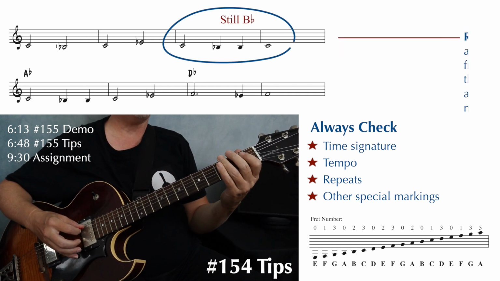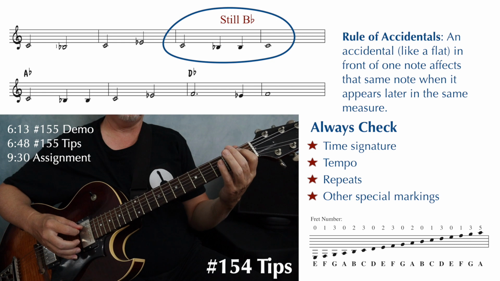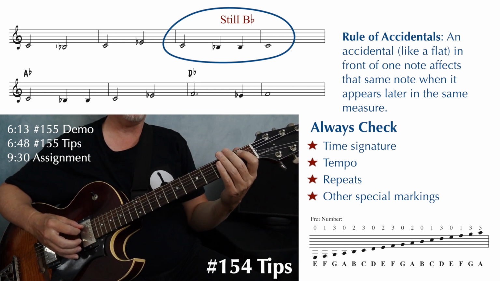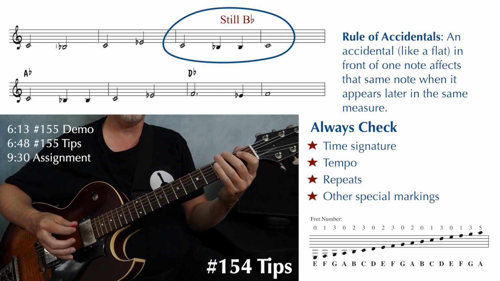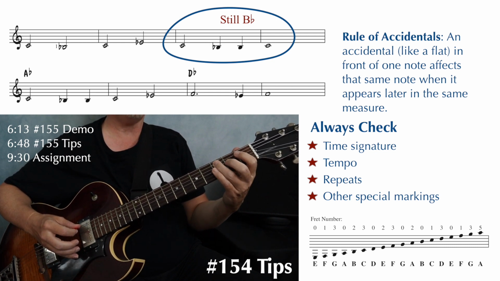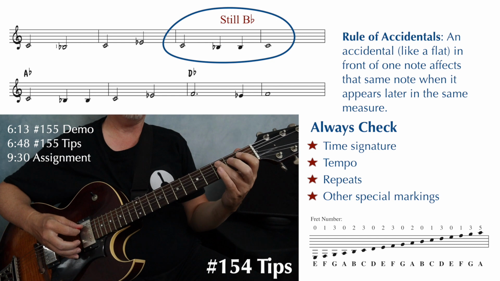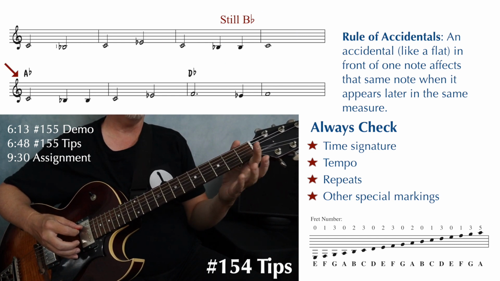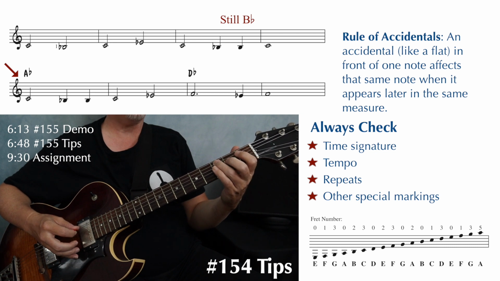And that second B flat in the measure, I should say the second B in that measure, is still going to be a B flat because of the rule of accidentals, even though it doesn't have a flat marked in front of it. So C, B flat, C. Then line 4, more C's, B flats, and E flats.